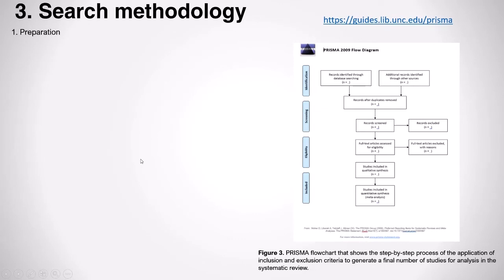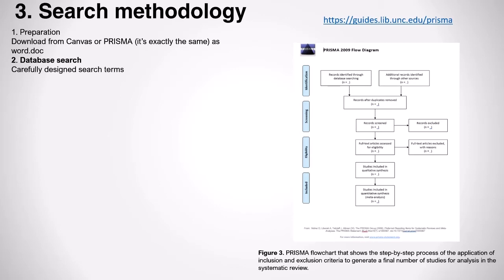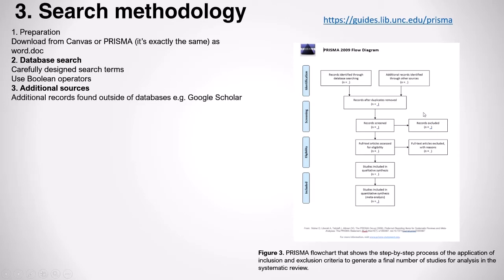And then the results, once you've hand sorted through them, you need to just record the numbers of each stage. So you can download this from Canvas. It's just a Word document. Fill it in, cut and paste it into your work, and there you've got your PRISMA flowchart. And you just record the numbers at each stage. So you've done your database search, and you record your numbers for your database search here.